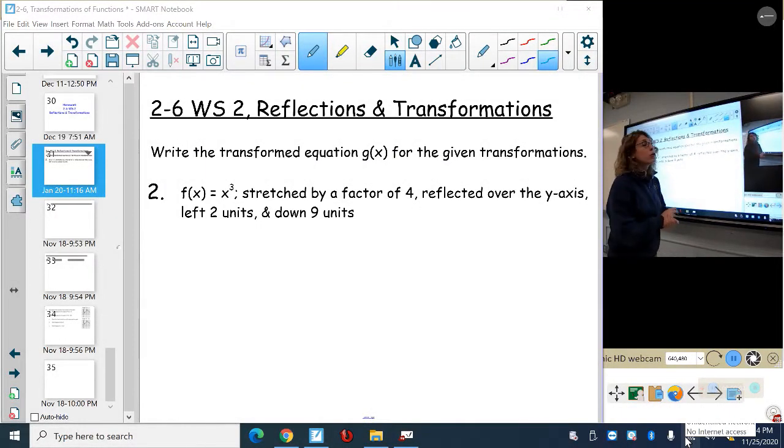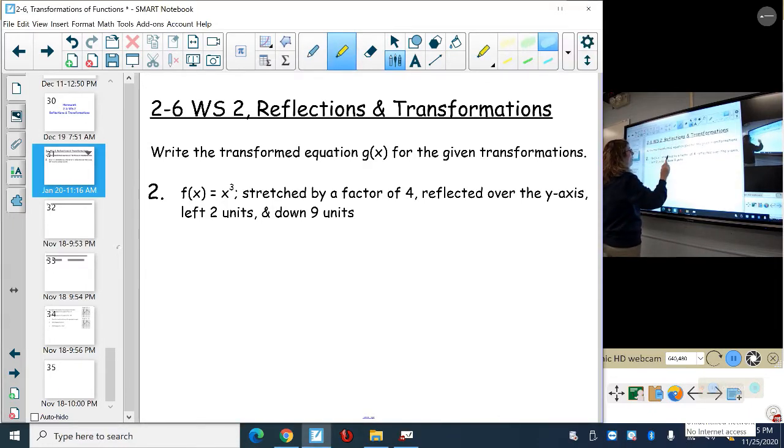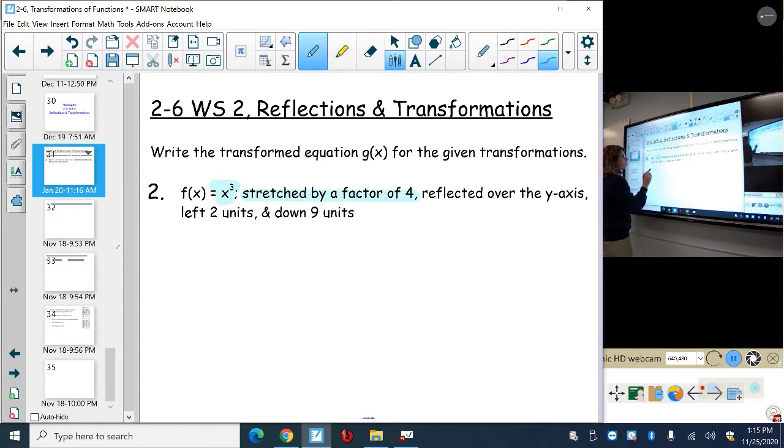Okay, 2.6 worksheet 2, reflections and transformations. Write the transform equation g of x for the given transformation. So, here we go. I give you x cubed. I want to stretch it by a factor of 4, so that means I'm going to take 4x cubed.